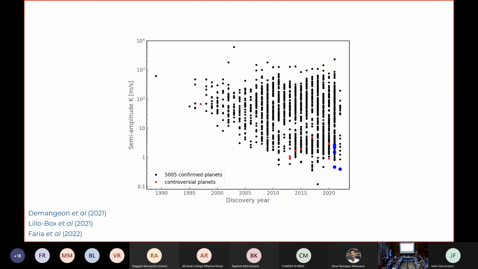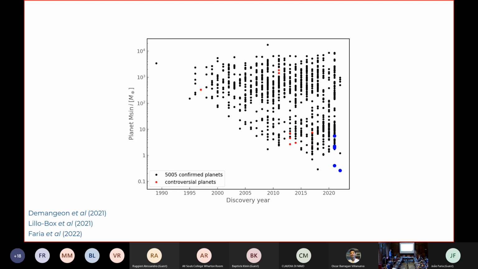There we go. So just to tell you that with ESPRESSO, we are starting to peer into this part of the parameter space of low amplitude and low mass exoplanets, and that's where we're headed with this instrument.